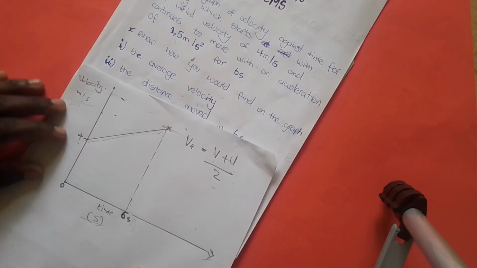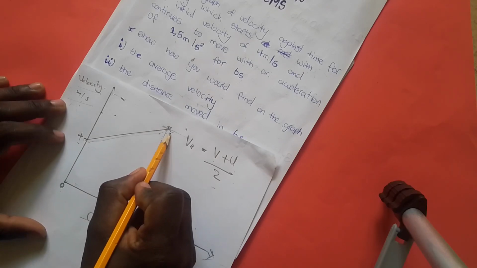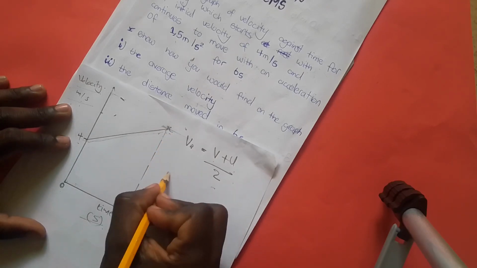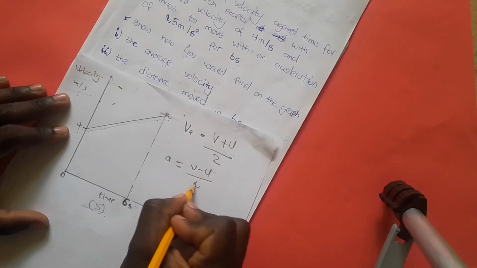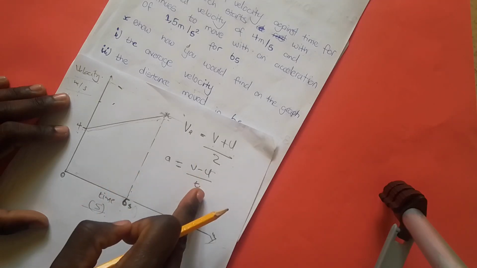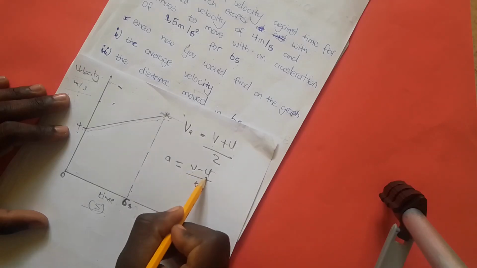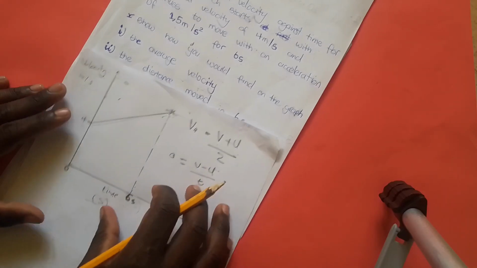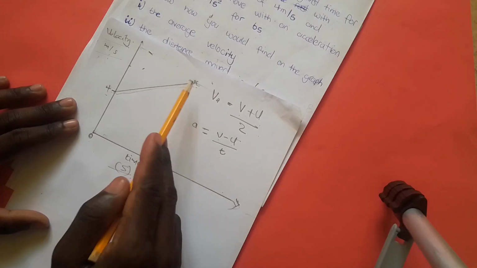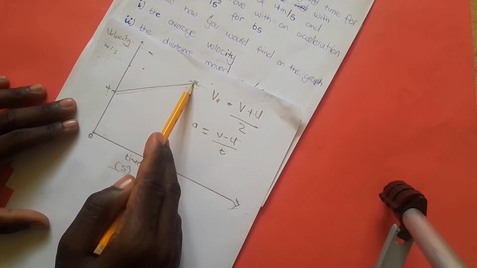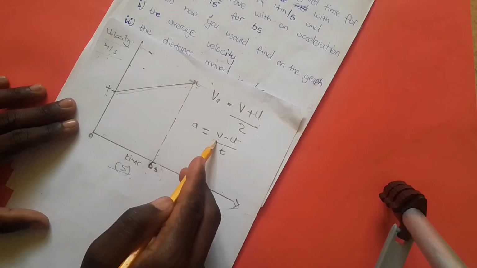So how can we find that? How can we find the final velocity here? We have the first equation of motion, which is a is equal to v minus u over t. This equation stands for acceleration is equal to final velocity minus initial velocity over time, right? So we are going to make v the subject of the formula since we want to find the final velocity at the top of the graph, okay? So what we do here is we make v the subject of the formula.